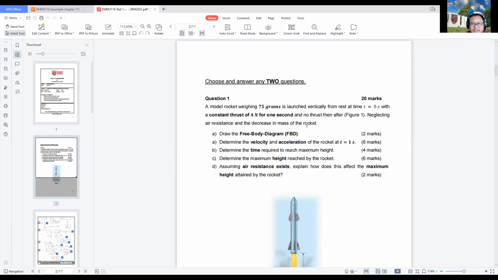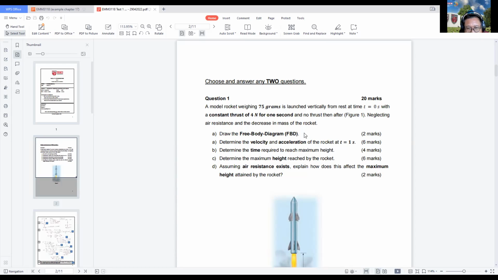Of course, when it comes to the actual physical condition of a rocket launch, you are going to deal with aerodynamic drag, because there is air trying to push you in the opposite direction. And also, since the rocket is burning fuel, some mixture of the rocket motor, the mass will decrease. But in this problem, we ignore it. We neglect those effects.